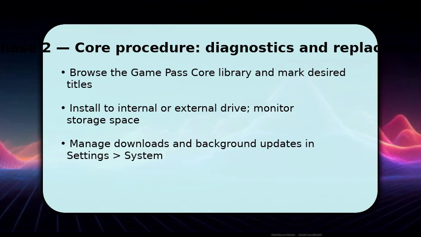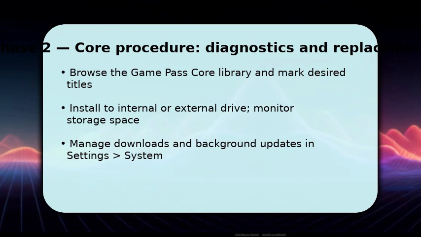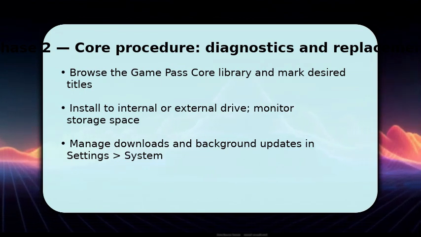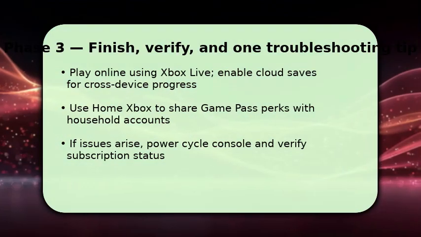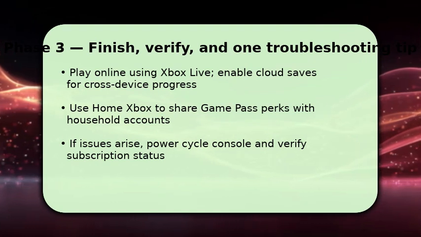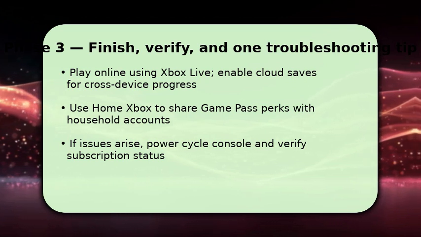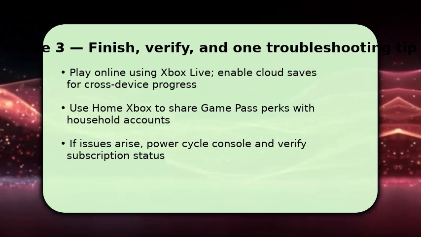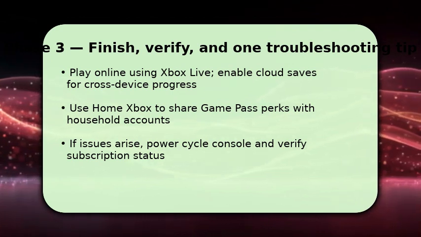If you're switching between console and PC, manage your saves via cloud sync so progress remains consistent. These steps streamline play and reduce frustration later. You can now play, launch titles from My Games, and use cloud saves to pick up progress on another device. Once set, make your console the home Xbox if you want to share benefits with family members. This saves purchasing duplicate subscriptions.